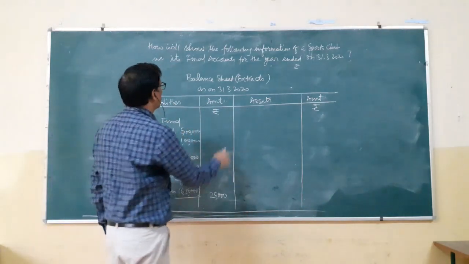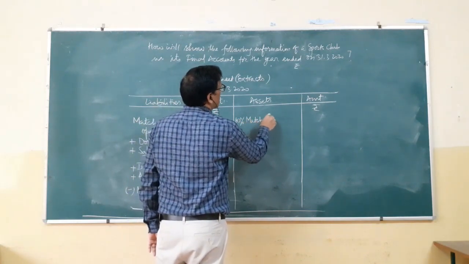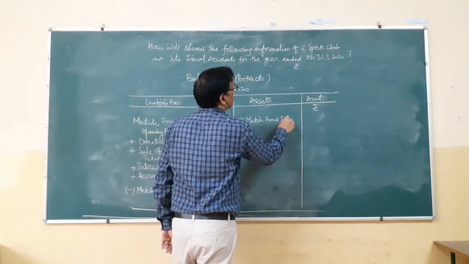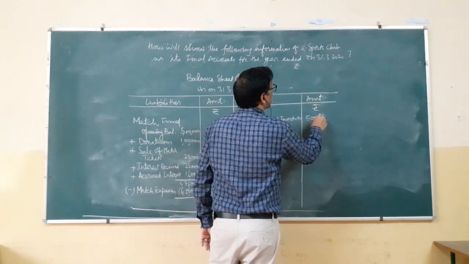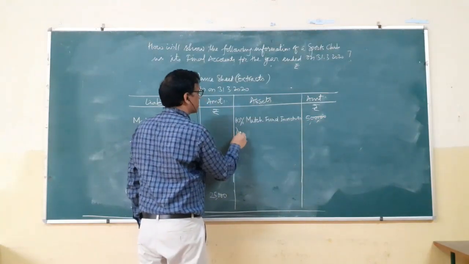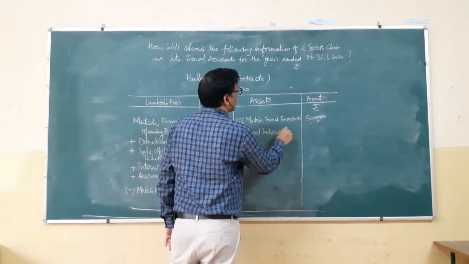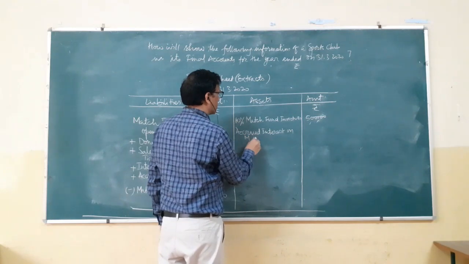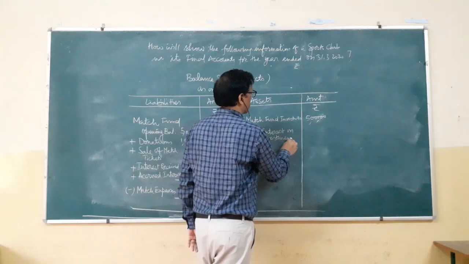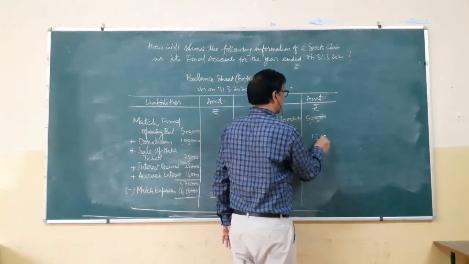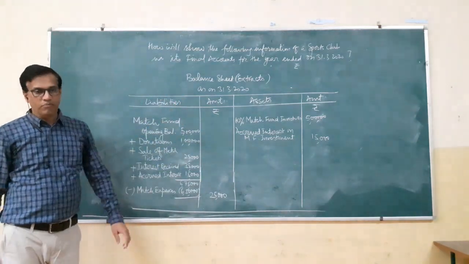Now we have some assets also. We write here 10% match fund investment, 5 lakh, and 15,000 is accrued interest. So here we write accrued interest on match fund investment, 15,000. This way we will show these items in the balance sheet.